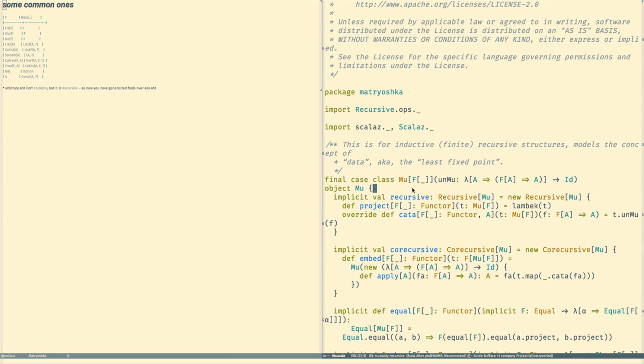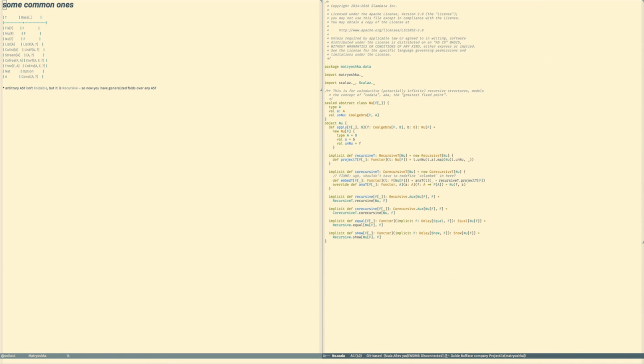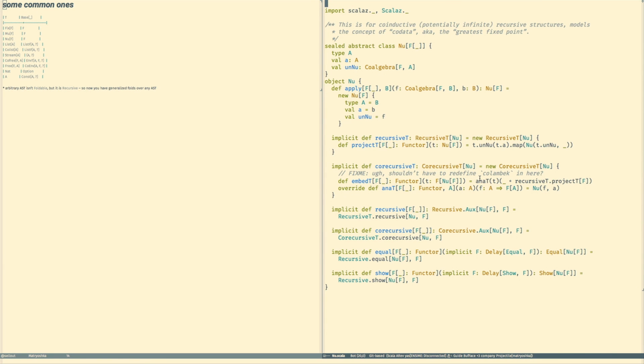So here you can see mu. It's again a case class, and it takes what's called an algebra. So it is basically implemented as a fold itself. And so this is the mu structure, and then the nu structure, which I also make.